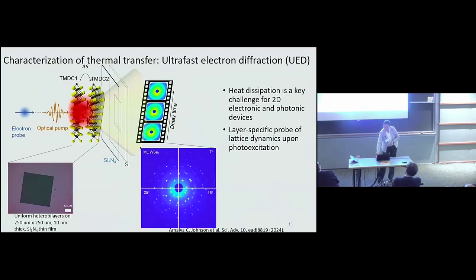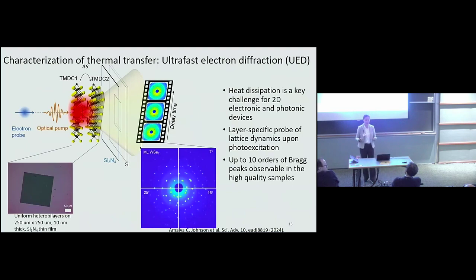For any type of diffraction measurement, the signal-to-noise ratio is really dependent on the diffraction volume. If you're looking at monolayers, it's essentially just the size of the monolayer. As I've shown you, we can create monolayers and bilayers with sizes of millimeter to centimeter scale. So we can put them onto a 250 micrometer by 250 micrometer, 10 nanometer thin silicon nitride film. This type of very high quality, large-area structure allows us to see up to 10 different diffraction orders on the ultrafast electron diffraction screen.